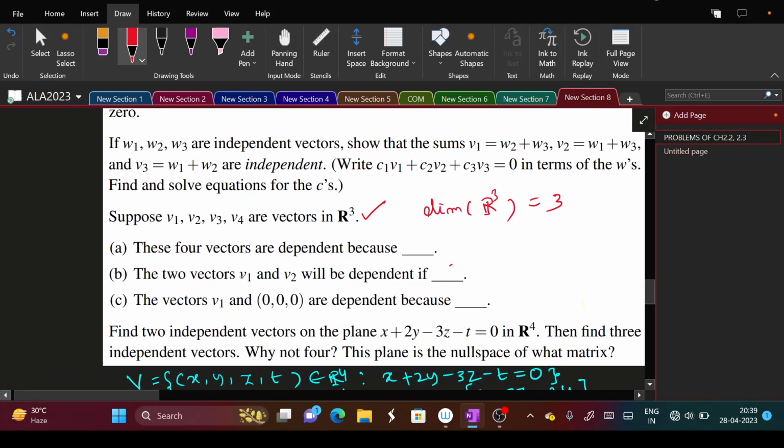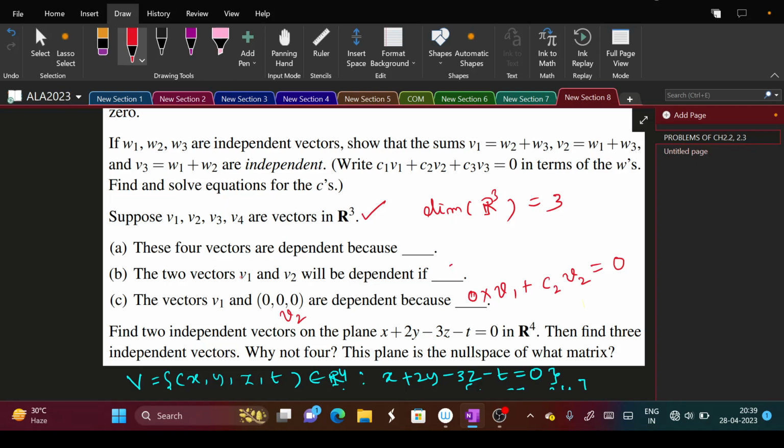Multiplication 9. The proper wording is: if they are scalar multiples of each other. Next, the vectors v1 and the origin vector are dependent, because suppose this origin vector is v2. Now, c1 = 0 times v1 plus any scalar value c2 times v2 is equal to always 0.